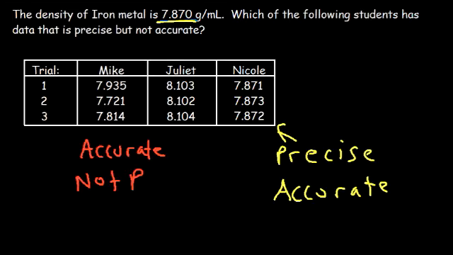Now, Juliet, her experiment was precise. Her numbers agree with each other, but it's not accurate because she's far off from 7.87. So the answer for this question is Juliet. She has data that is precise but not accurate.